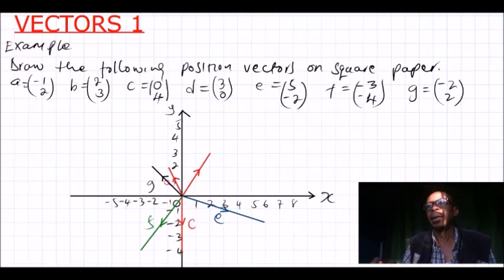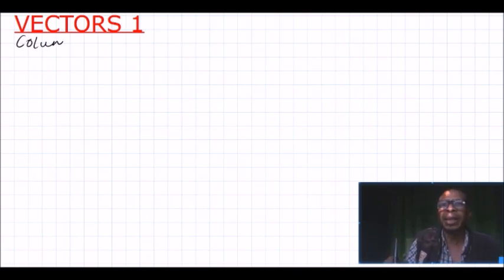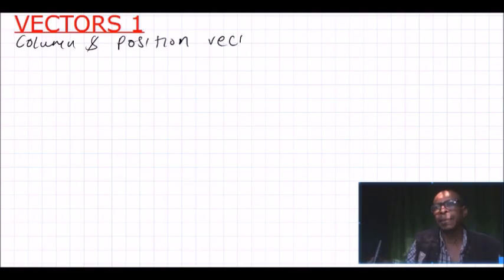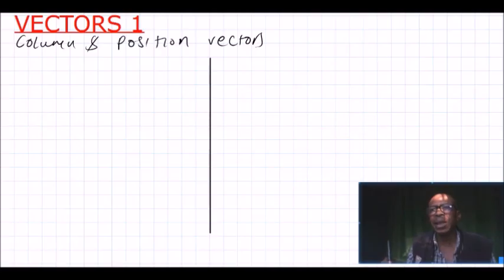Generally, we have discussed column vectors and position vectors. So you can conclude and say, if you have a Cartesian plane like this one, a Cartesian plane is where we have x and y coordinates, like that, and we have that our x, that is our y.